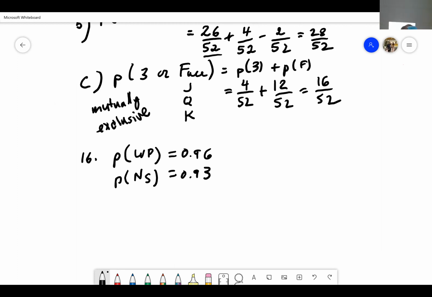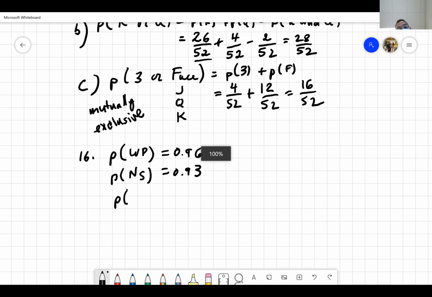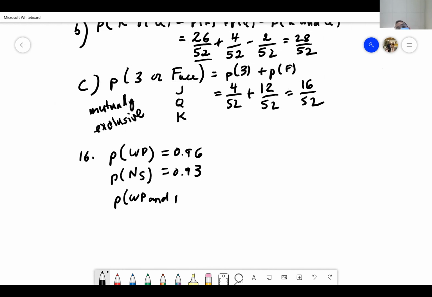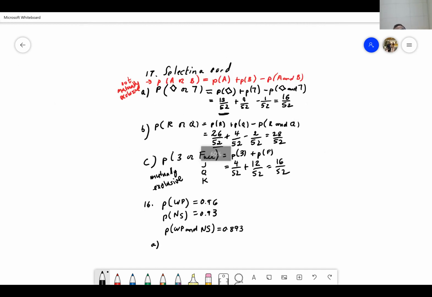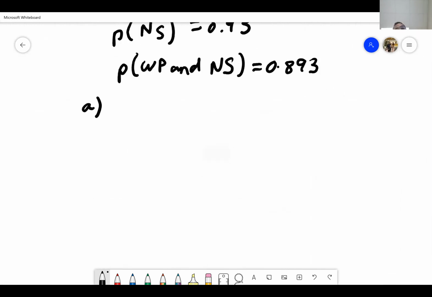And then it says the probability that a can does not have a puncture and does not have a smashed edge is 0.893. So the probability of without puncture and not smashed edge is 0.893. Part A asks, are without puncture and not smashed mutually exclusive?